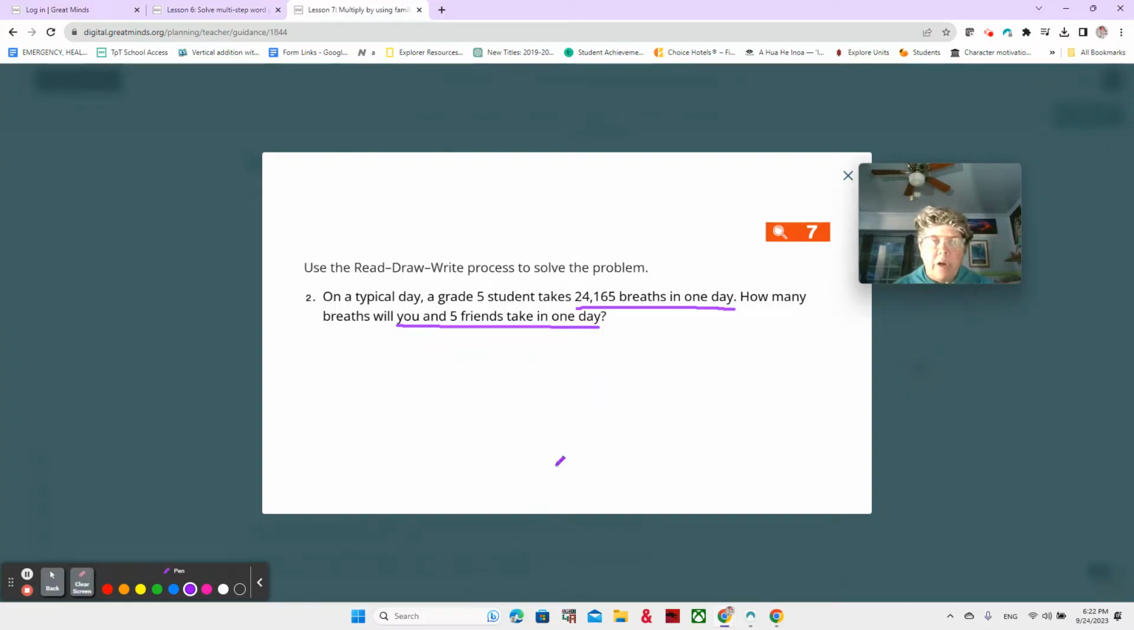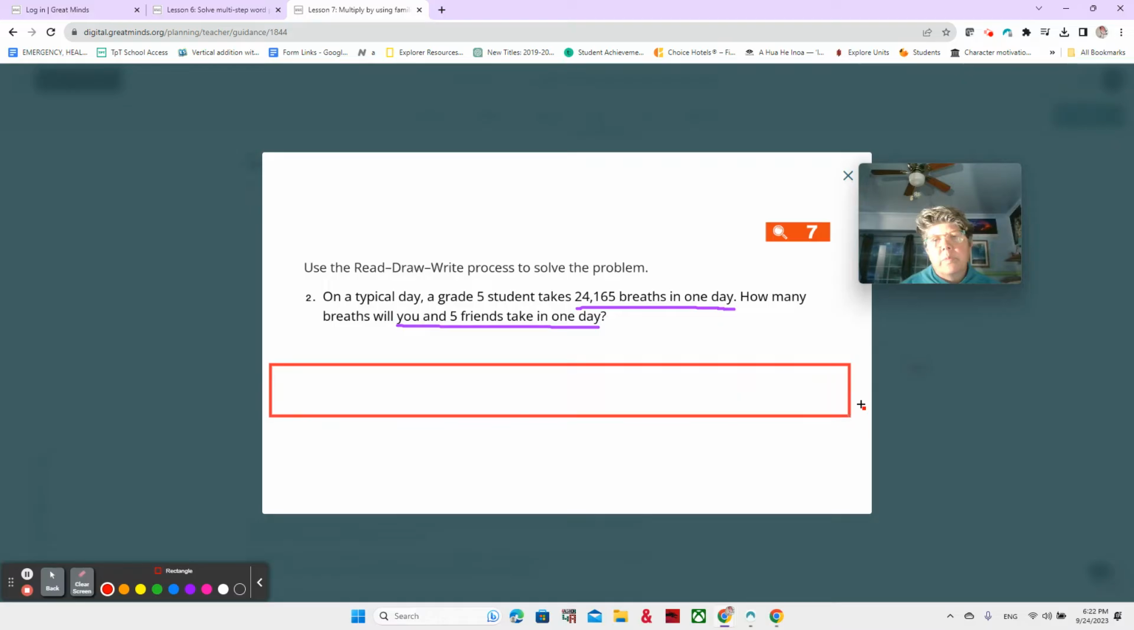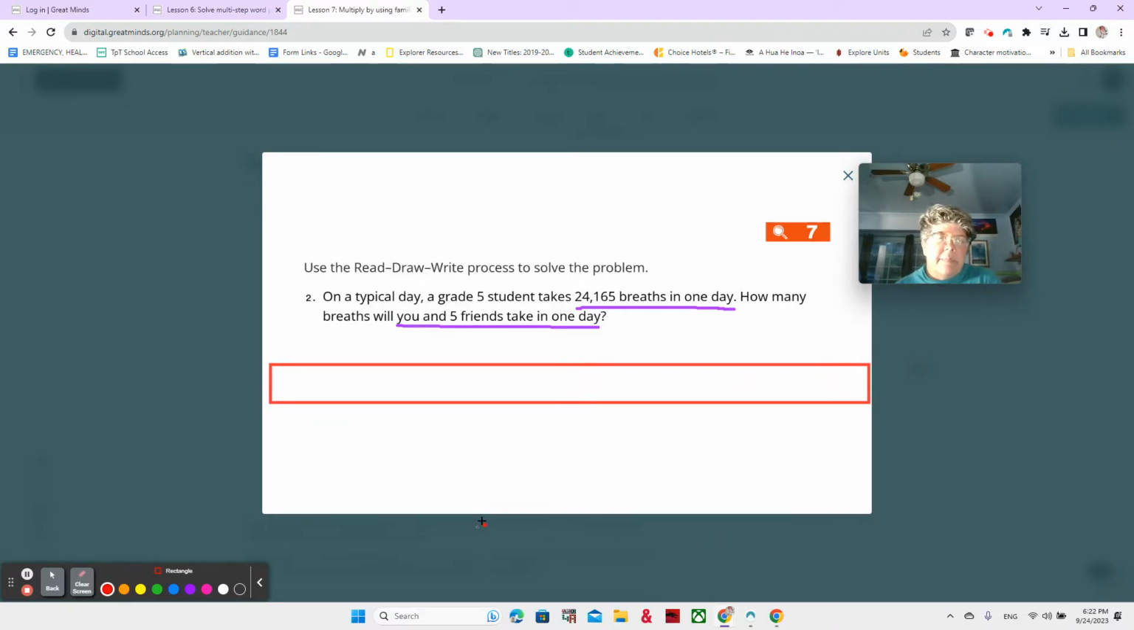What can we draw? On a typical day, a grade 5 student takes 24,165 breaths in one day. How many breaths do you and 5 friends take in one day? Okay, so I don't know about you, but I like to draw a tape diagram. And I think this tape diagram is going to represent you and 5 friends.